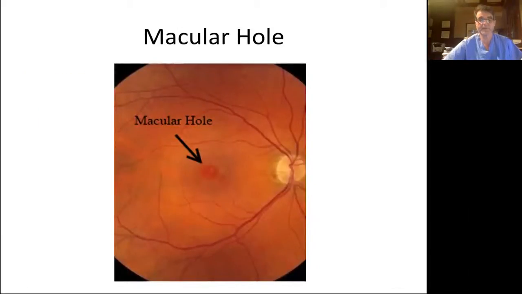Many of you have seen macular hole denoted with this black arrow. This is a right eye. Here's the optic nerve, the blood vessels, and the macular hole here.